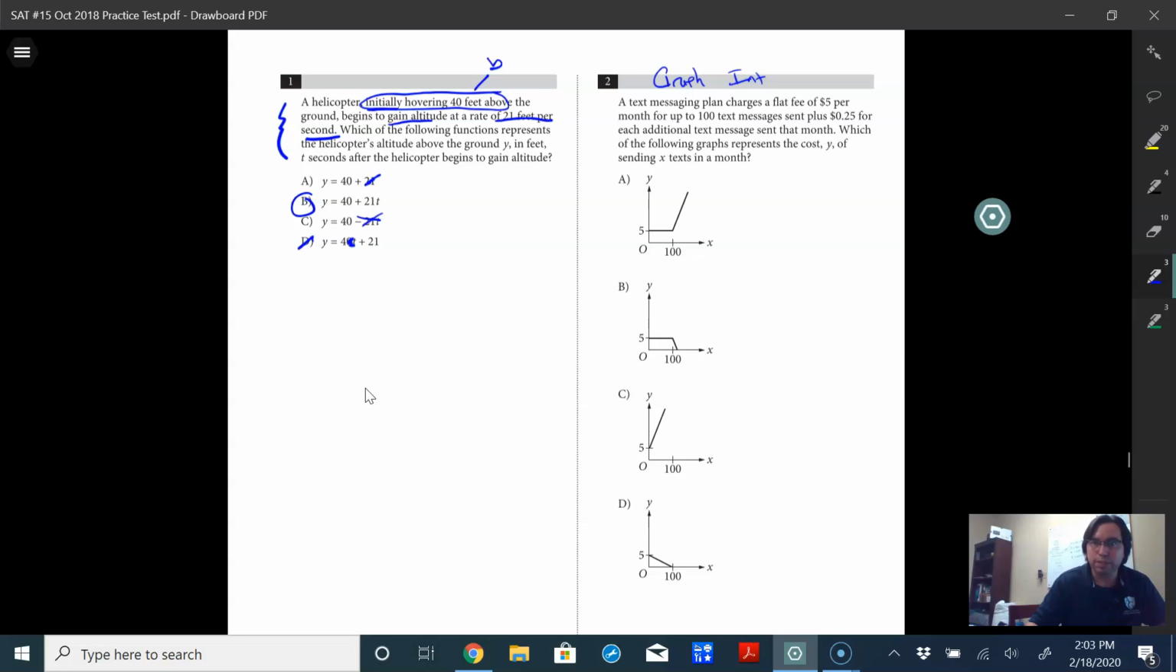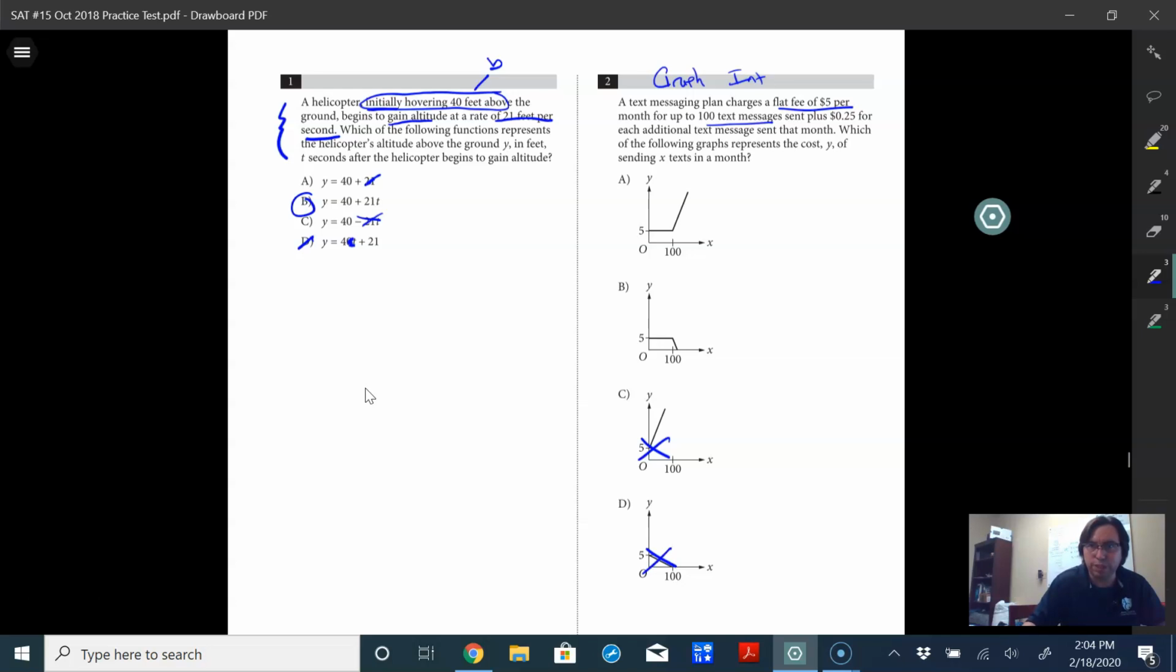A text messaging plan charges a flat fee of $5 per month for up to 100 text messages. So a flat fee, $5 per month for 100 text messages. It's kind of funny. Back in the day, you used to get charged for text messaging, where nowadays it's unlimited text. So here we see 5 to 100. This one instantly goes up after that, so it cannot be this. And this one instantly goes down.